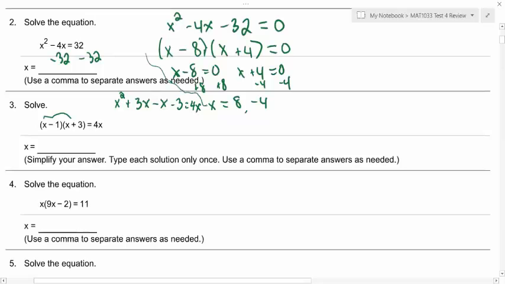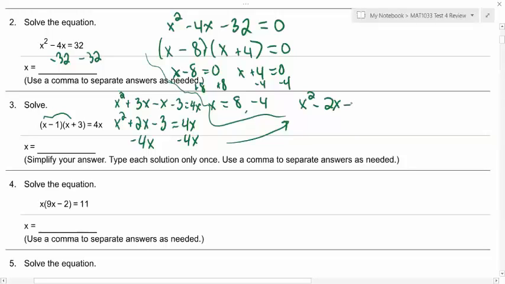Running into the last problem a little bit. Okay, so then we want to combine like terms. So 3x minus x is going to give us 2x. And then we can move that 4x over to the other side, right? Because we want to have it equal to 0. So now I have x squared minus 2x minus 3 equals 0.